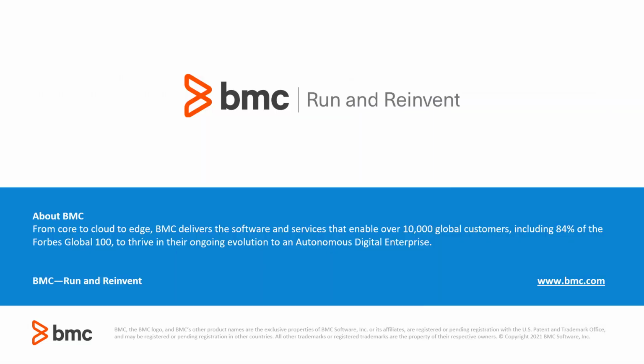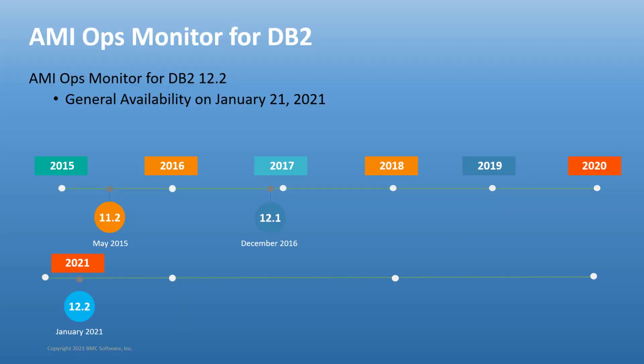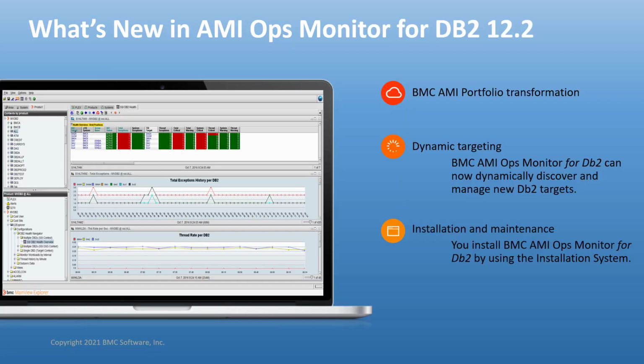Release notes, what's new? BMC AMI Ops for DB2. It was generally available in January 2021. That's DB2 12.2 for the AMI Ops product. AMI Ops DB2 version 12.2. The AMI Ops Monitor for DB2 can now dynamically discover and manage new DB2 targets.